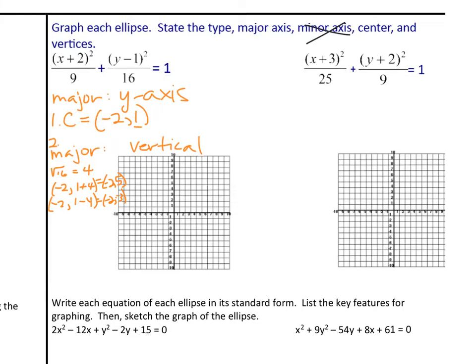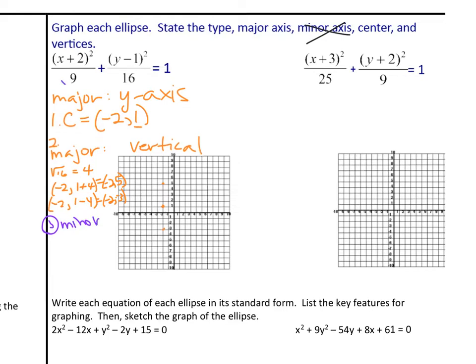Let's go ahead and plot all of that. So we have (-2, 1) for our center. And then we're going to go up 4 and down 4. So if we count up 4, we'll be at (-2, 5). Down 4, we'll be at (-2, -3). All right, let's do our minor vertices. They're going to be in the other direction.